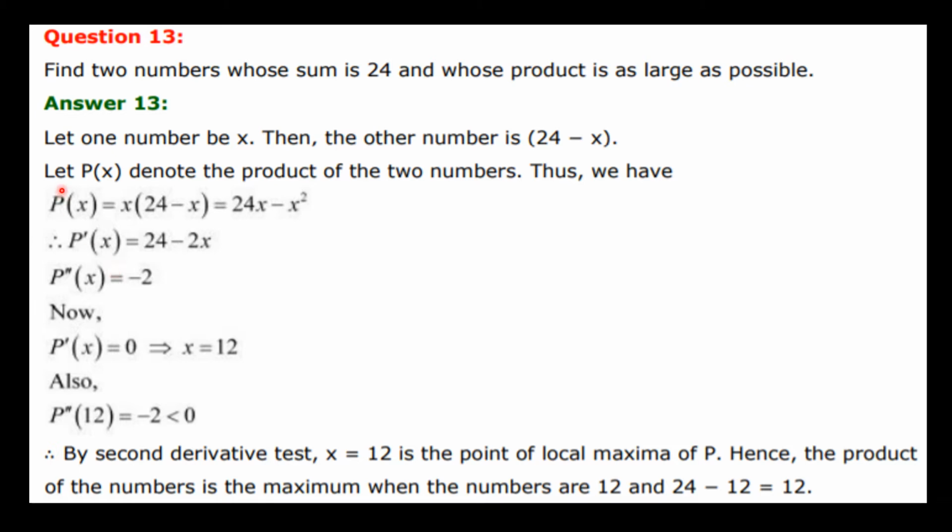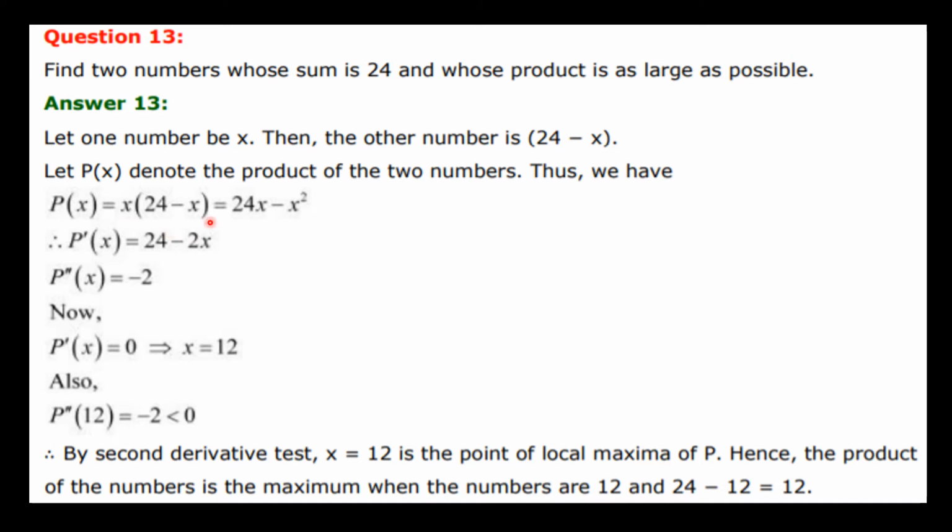Right. Let p of x denote the product of the two numbers. Let us assume that the function p of x denotes the product of the two numbers. Okay, my children. Then p of x is equal to, what is the first number? x. What is the second number? 24 minus x. Then we have to find the product of these two numbers. What is meant by product of two numbers? We have to multiply these two numbers. So x into 24 minus x. So we wrote p of x is equal to x into 24 minus x.